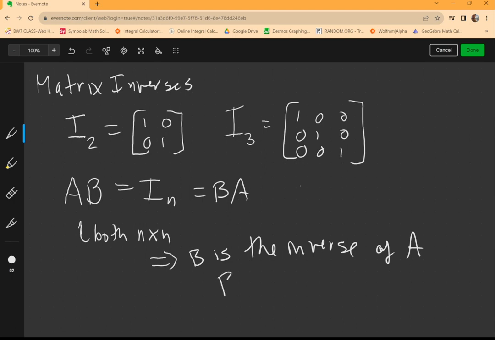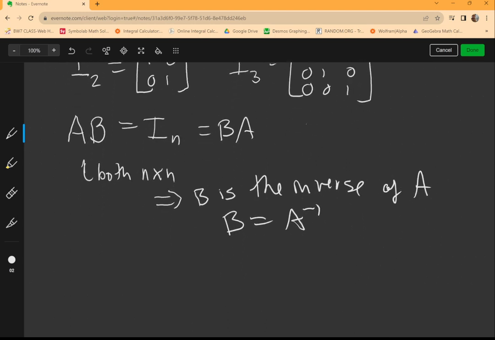All right, so we can write B is equal to A inverse. Or vice versa, right? We can also say A is the inverse of B. Either way works. Okay, now the idea behind matrix inverses is it allows us possibly another way to solve a system of equations, right?